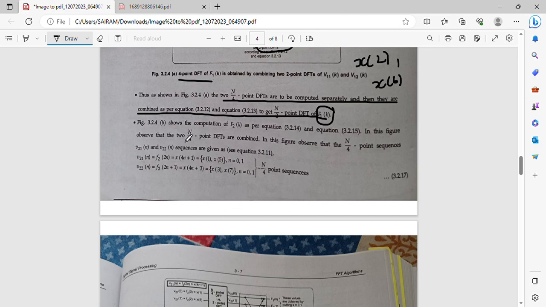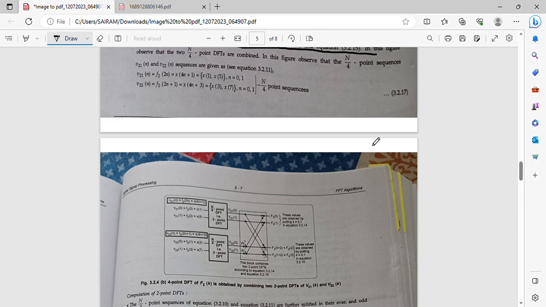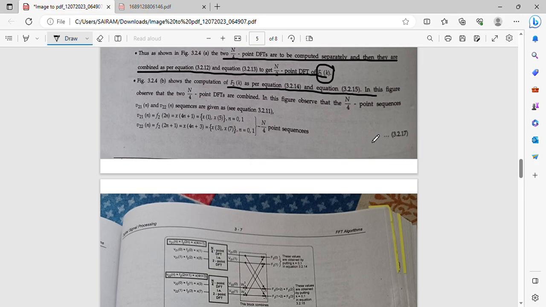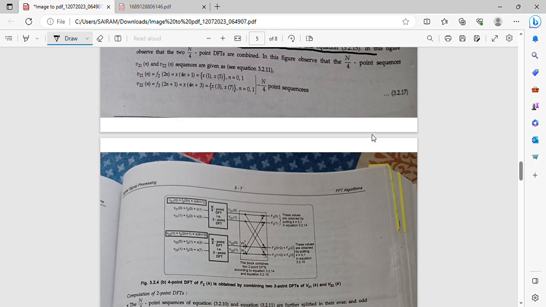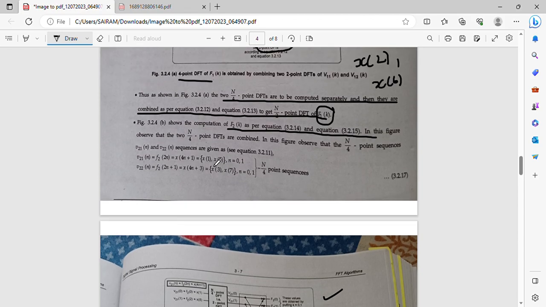Let's see this. Okay, 3.2.4. This figure shows the computation of F2 of K as per equation 3.2.14 and 3.2.15. Right? So F2 of K ಹೇಗೆ construct ಮಾಡೋದು, second part ಹೇಗೆ construct ಮಾಡೋದು ಅಂತ ಈ diagram ಅಲ್ಲಿ ಕೊಟ್ಟಿದ್ದಾನೆ. And then here you can see the two N by 4 point DFTs are combined in this figure. Observe that N by 4 point sequences V21 and V22 of n are given in the equation.